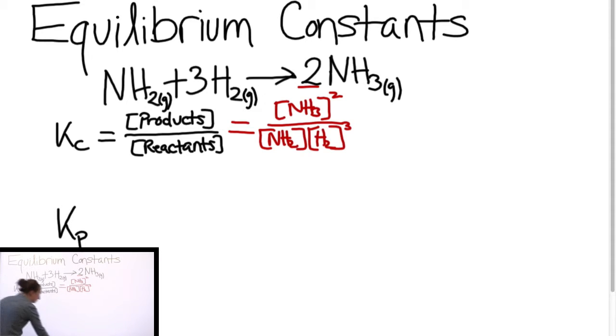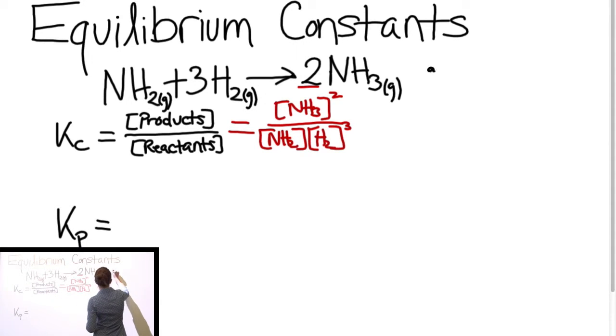So for K sub P, it's a little more tricky. It's under the assumption, again, that all your reactants and all your products are gas, so you have to make sure that that's true. You also have to know the temperature that it's happening at. So we're going to assume at this time that this is 20 degrees Celsius.